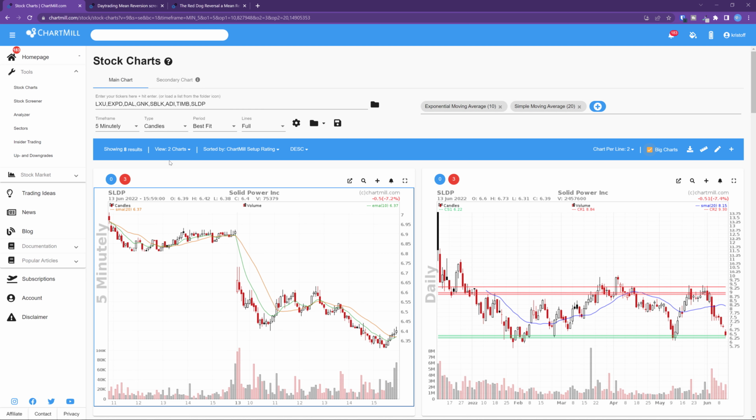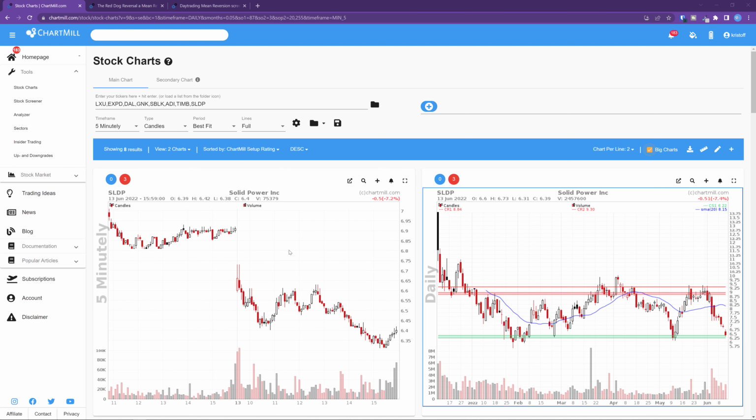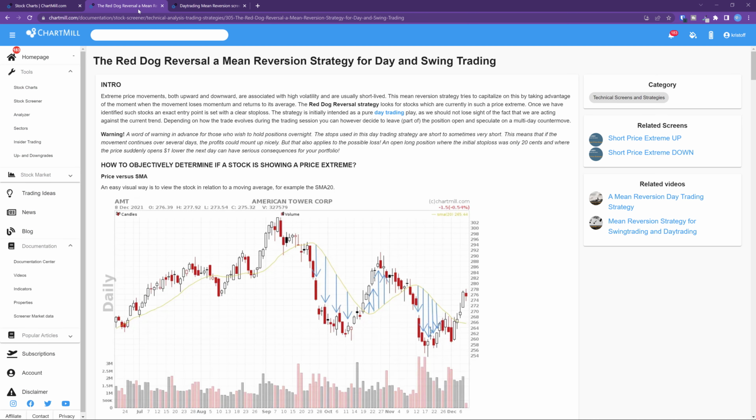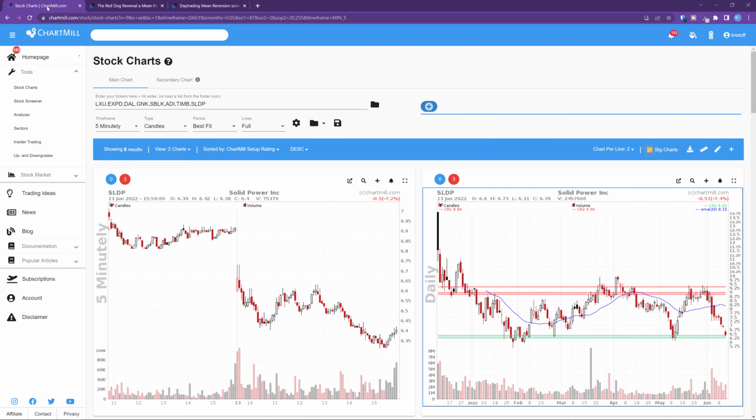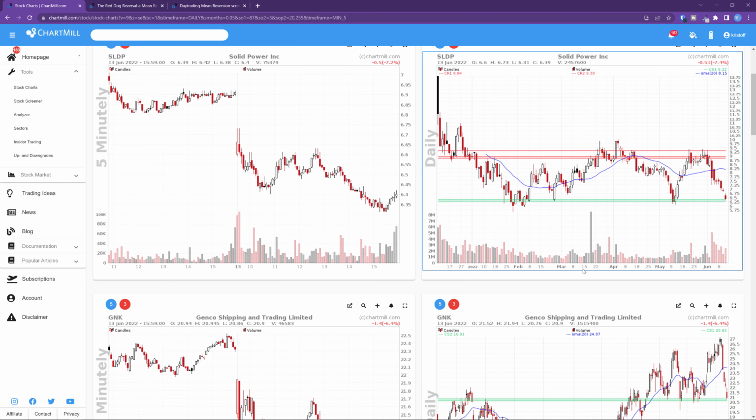Just make sure that you have selected 2 charts as view and that for charts per line also 2 is indicated. The intraday chart is necessary because we use the red dog reversal strategy for this day trading technique. And there is a separate article available in our documentation section, and I will add a link below this video. So the first requirement for this strategy is the extreme price change, which we have already set up with the screener. Next, we take a look at the low of the last trading day on the daily chart.